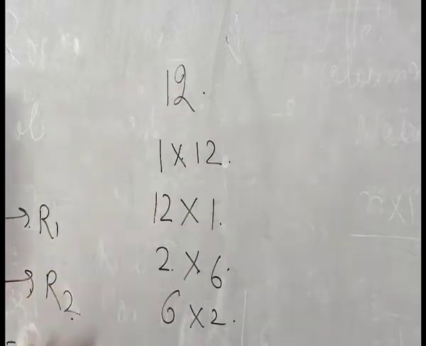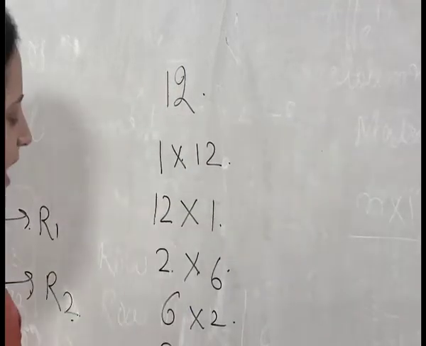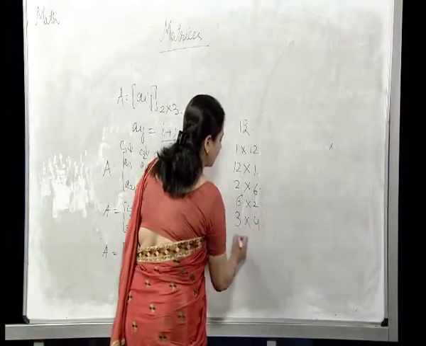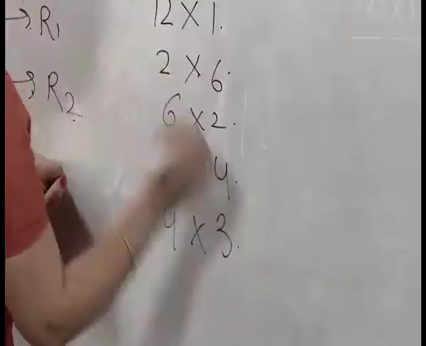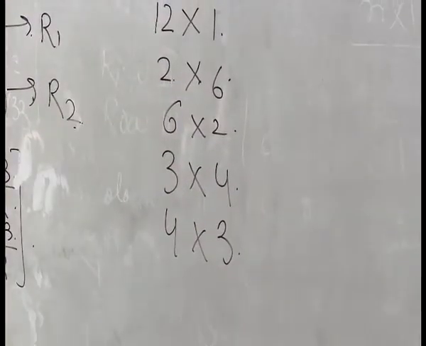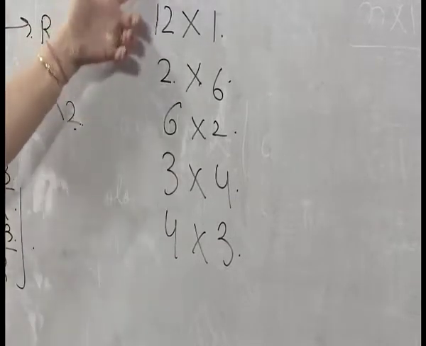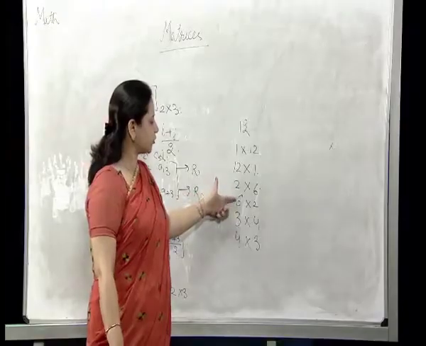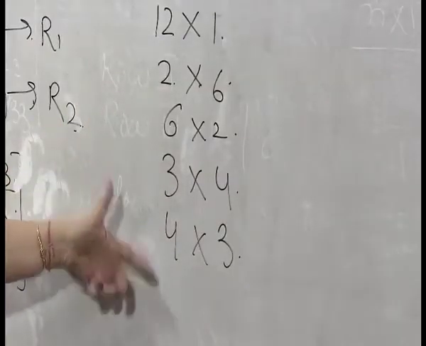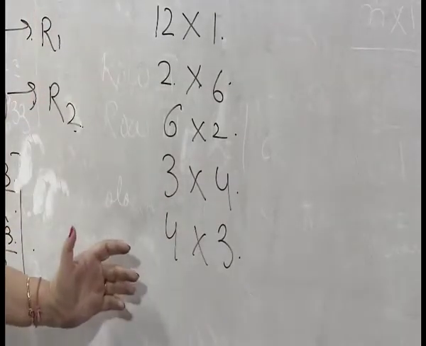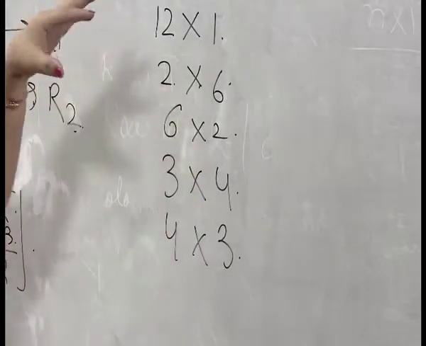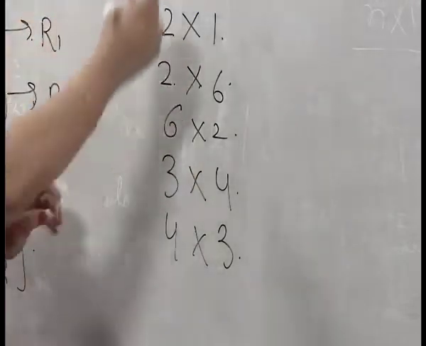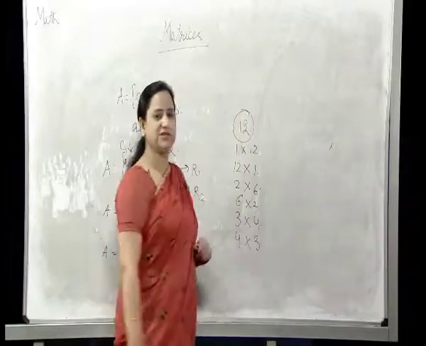Same way, what are the other factors? The other factors can be written like 3 into 4 and 4 into 3. And is there any other factor? No. So how many possible orders are there? 1, 2, 3, 4, 5, 6. So you will have 6 different matrices, but all the matrices will have the same number of elements, which is 12.